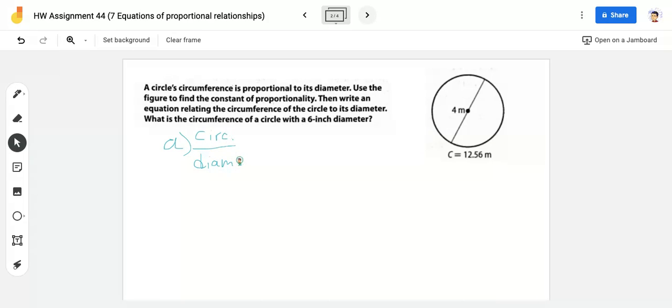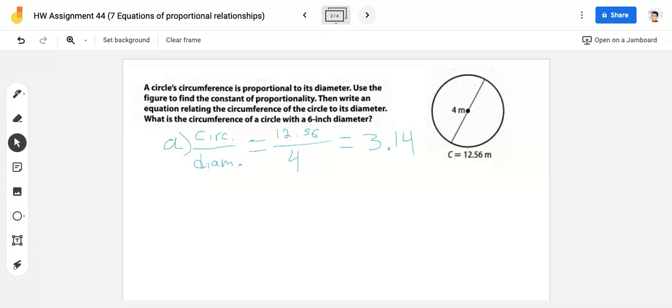All right. Dependent is always going to be in our numerator. Dependent variable, always in the numerator. Independent variable in our denominator. So the circumference, which is 12.56, depends on our diameter, which is 4. So let's find what that constant of proportionality is going to be. 12.56 divided by 4 is equal to 3.14. Okay. So if this is our constant of proportionality, we can now make an equation.